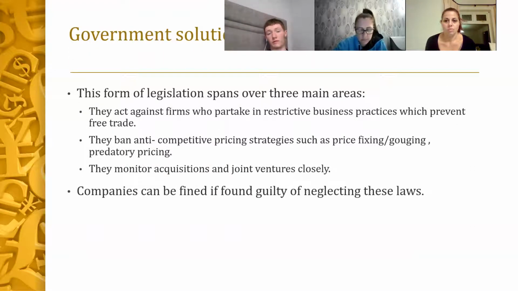Another example of government intervention is competition laws, and this form of legislation spans three main areas. They act against firms who partake in restrictive business practices which prevent free trade. They ban anti-competitive pricing strategies like predatory pricing, price fixing, and gouging. And they monitor acquisitions and joint ventures closely. If companies are found to be in breach of these laws, they can be fined.